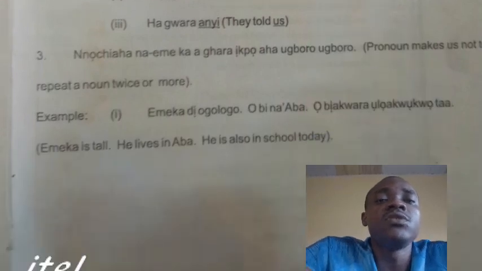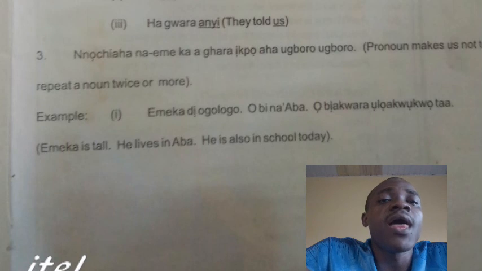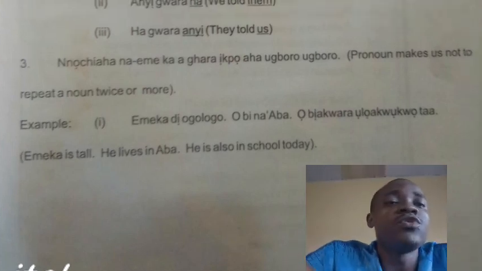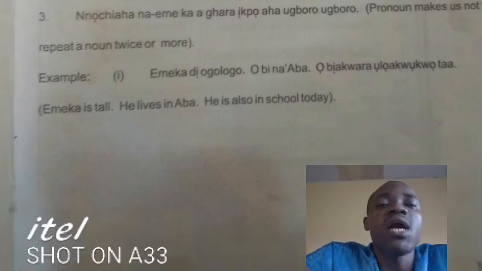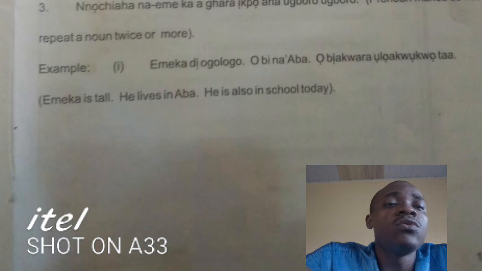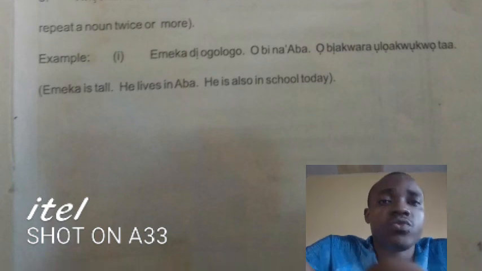Okay, let's look at the next one. Nnọchiaha na-eme ka a ghara ịkpọ aha ugboro ugboro. So pronoun makes us not to repeat a noun twice or more. We have the example here: Emeka dị ogologo. Ọ bi na Aba. Ọ bịakwara ụlọ akwụkwọ taa. Emeka is tall. He lives in Aba. He is also in this school.